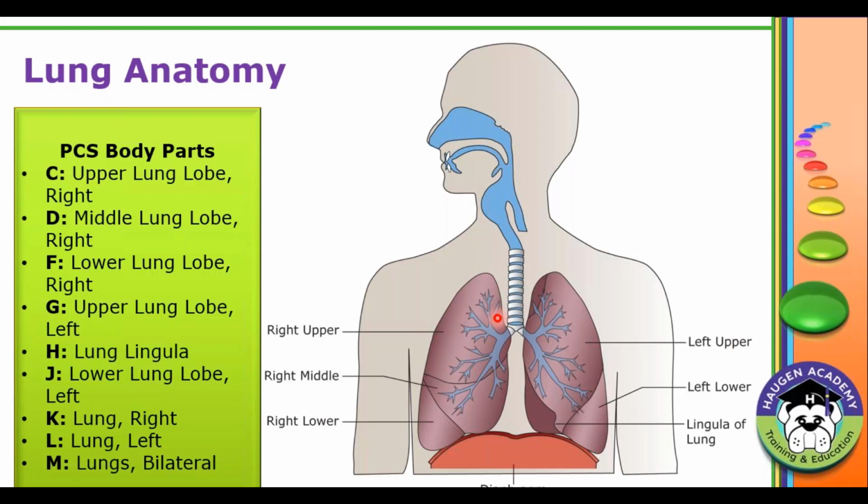And just a quick note about the fact that you have three lobes on the right side, the right upper, right middle, right lower. On the left side, you only have two, the left upper and the left lower. But there is a little piece of tissue or tongue-shaped area called the lingula. That's why it's called lingula, which means tongue. That is where the left middle lobe would be if it existed. But because of the location of the heart, you don't have a left middle lung lobe.